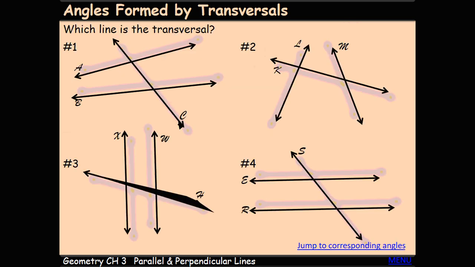In each of these pictures, we want to identify the transversal. It's the line that touches both of the other lines, that intersects them both. For example, in the first picture here, we have lines A and B and C. Which one touches the other two? Well, it's line C. In the second picture, we have K, L, and M. Which one line touches the other two? It's line K. In the third picture, it's line H. In the fourth picture, which line is it? It's line S.